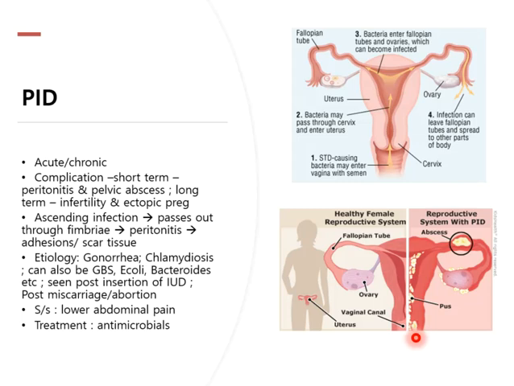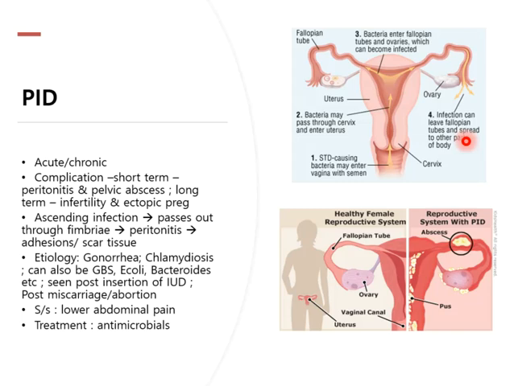Okay, the next important concept that we are discussing is PID. PID is pelvic inflammatory disease, and it is kind of like a total infection of the reproductive organs. It can happen because STD-causing bacteria enter the vagina with the semen. Bacteria will pass through the cervix and enter the uterus. It can enter the fallopian tubes and the ovaries, and they can become infected. It can leave the fallopian tube and spread to other parts of the body as well.